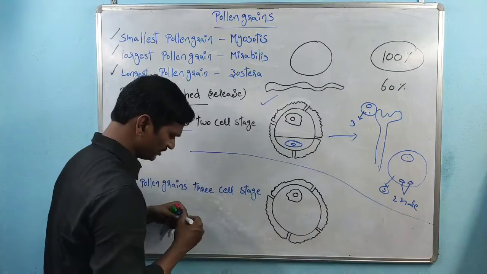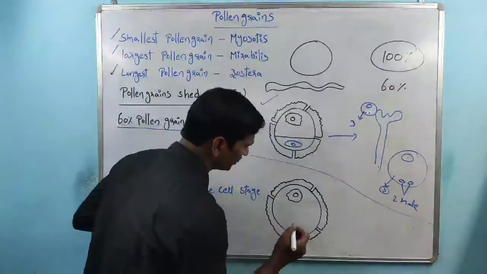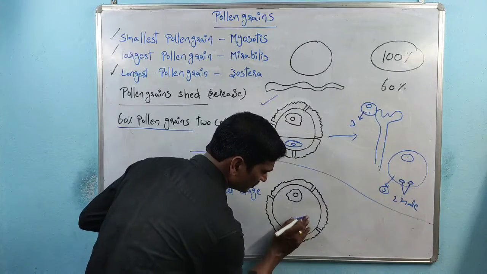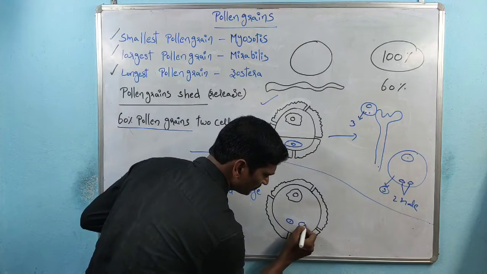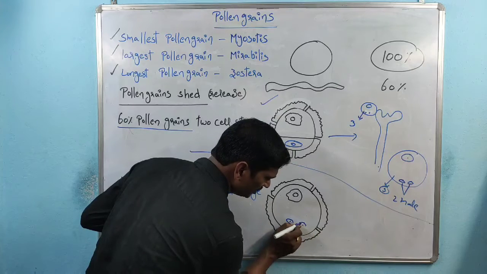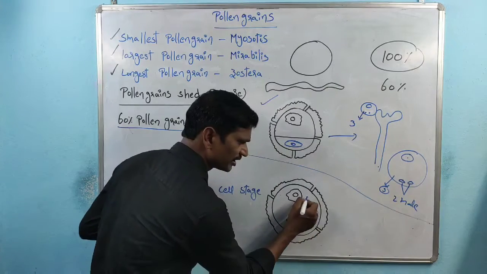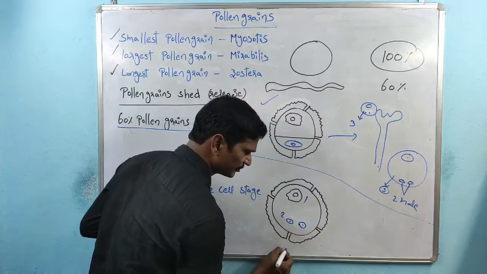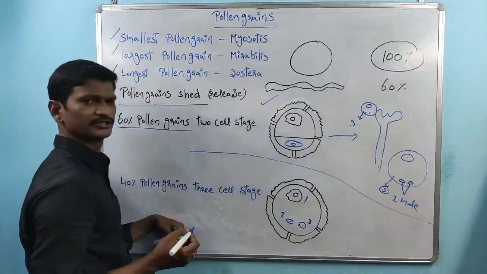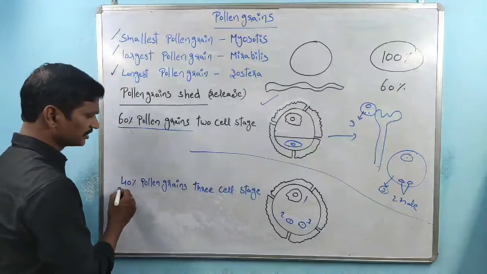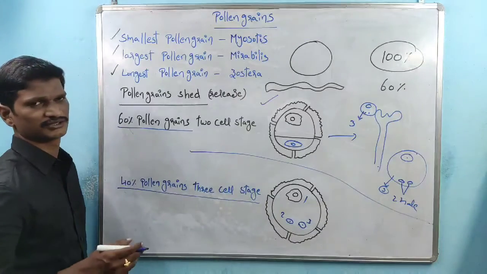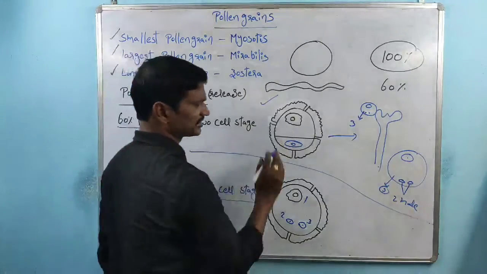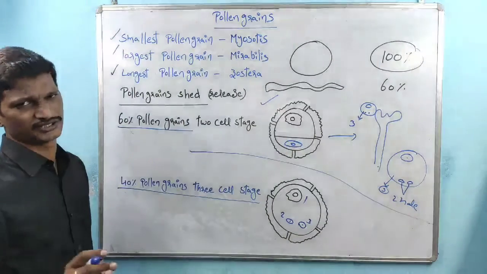This is the tube nucleus, right? And this is the generative cell. The generative cell is involved in mitosis and produces the two male gametes. So this is the first nucleus, this is the second nucleus, this is the third nucleus. So 40% of the pollen grains are released at the three-cell stage, and 60% are released at the two-cell stage.